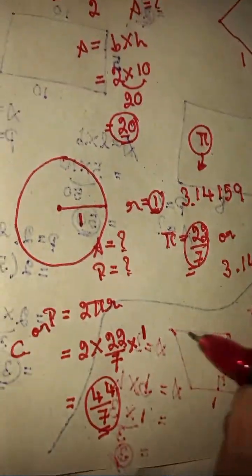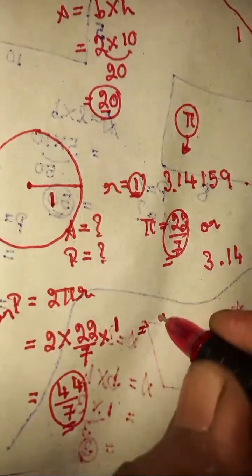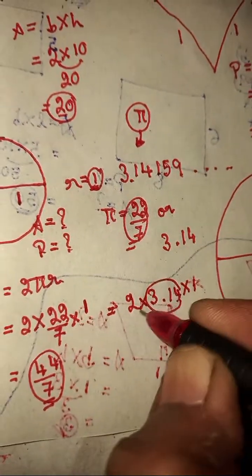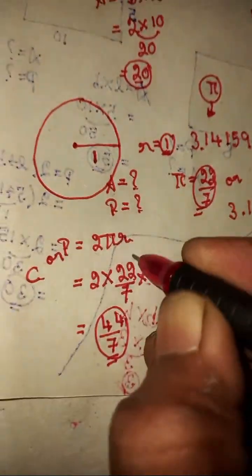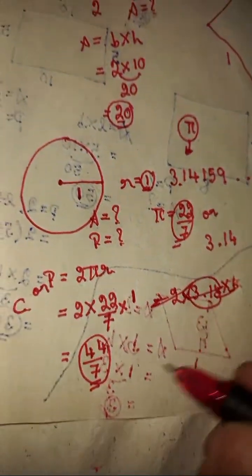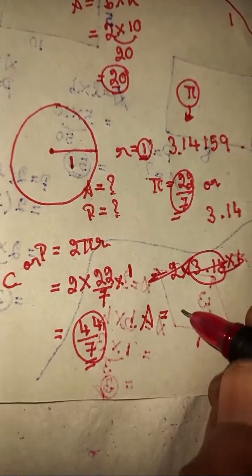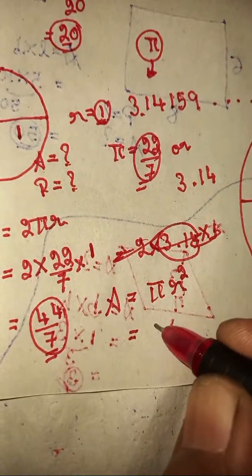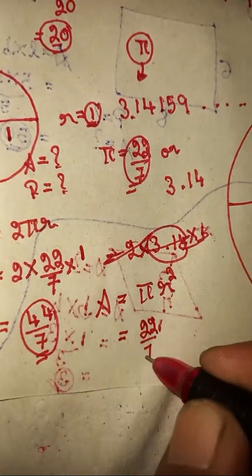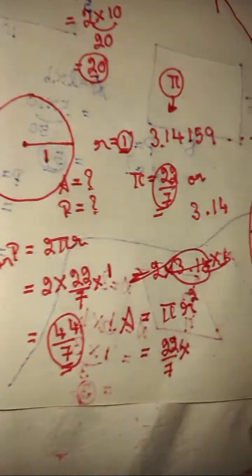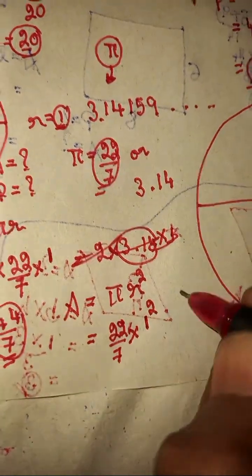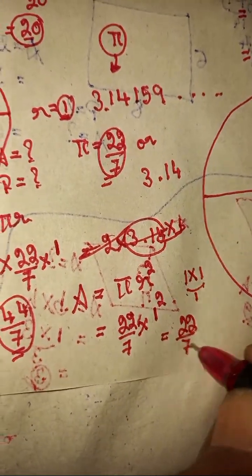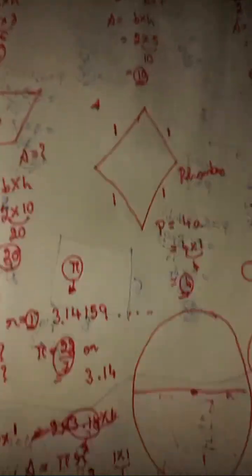You can take 3.14 also instead. 2 times 3.14 times 1, but since decimals make the calculation long, it is good to take 22 by 7. And the ask given for area. Area you can find as pi r square. Pi r square means 22 by 7 times the radius. Here the radius is 1, so it is 1 square, which is 1 times 1, which becomes 1. So it becomes 22 by 7 square units.